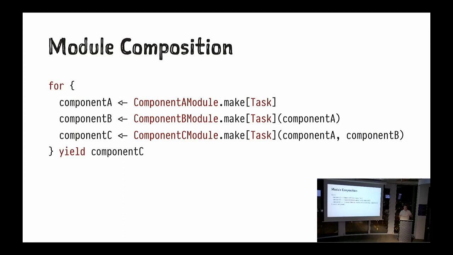And if you have multiple modules, which is what we provide in Scala Server Toolkit, we provide you with these modules, you can combine them in a for comprehension. So basically, and this is where you see how we use constructors for dependency injection. You create a component A, component B, which needs component A, and component C, which requires both of these, and you return component C. This is the result of your application. It's probably all wrapped in Resource and in Task, so it's resource safe.